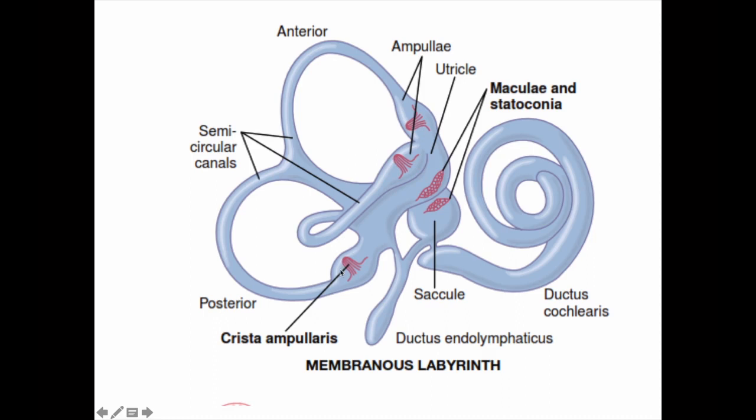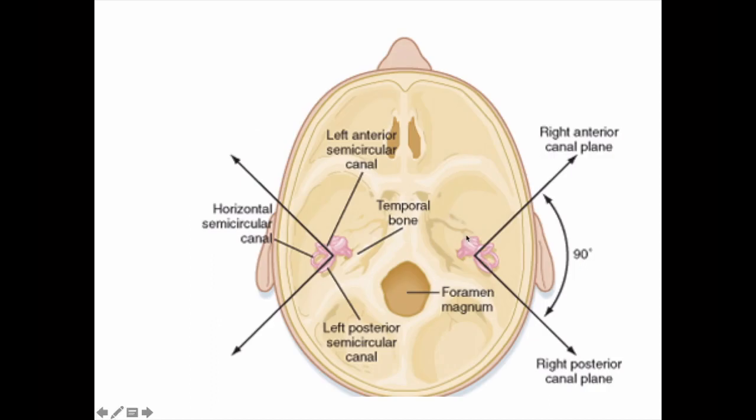Here again you can see the location of the receptors in the 3 semicircular canals. These are the 3 cristae, and these 2 are the receptors in the utricle and the saccule. And this is in relationship to the position of the head. You can see this is the horizontal semicircular canal, and this is the right anterior, this is the right posterior. So the right anterior and the left posterior will be in the same plane, the left anterior and the right posterior in the same plane, and we have the horizontal or lateral canals in the same plane.